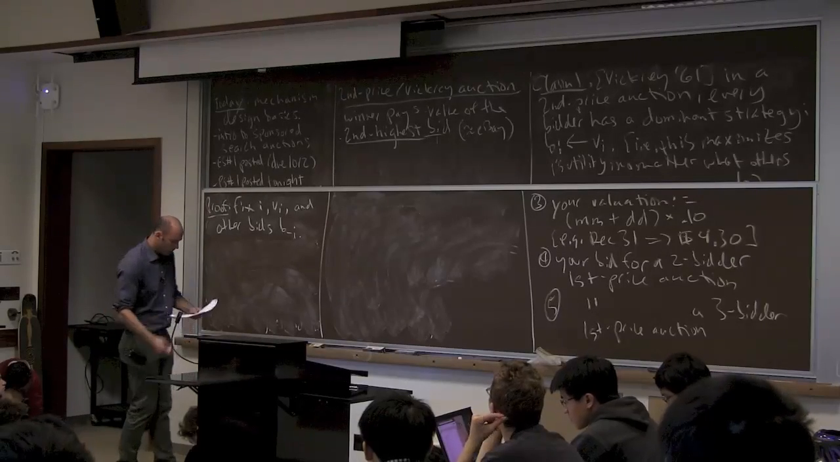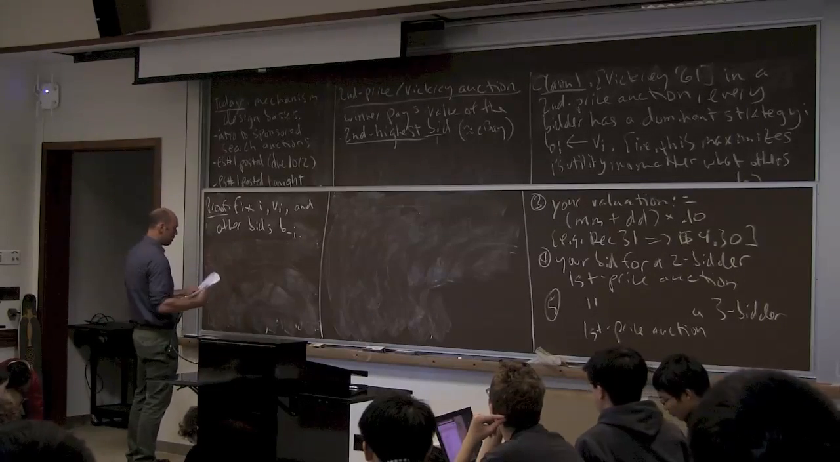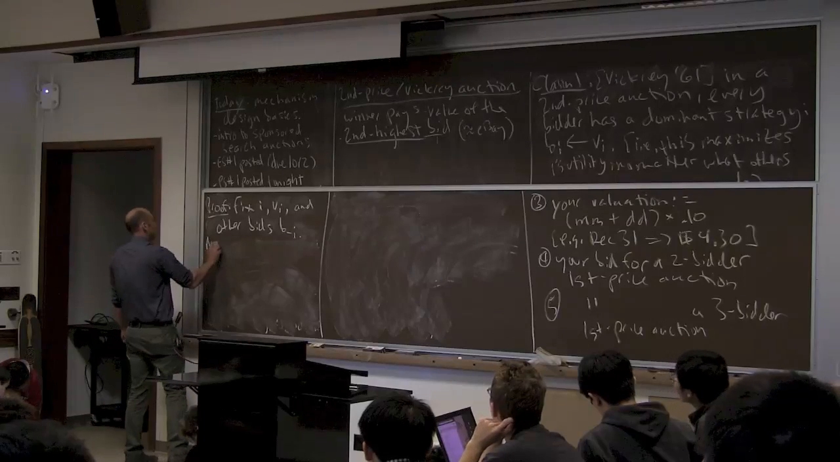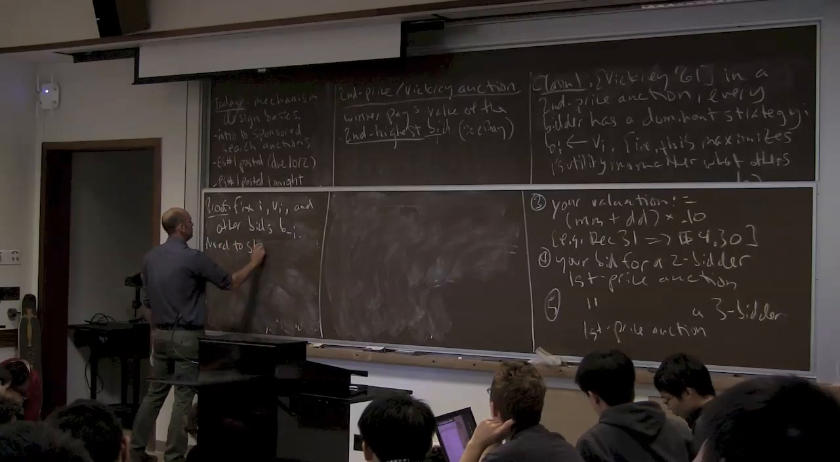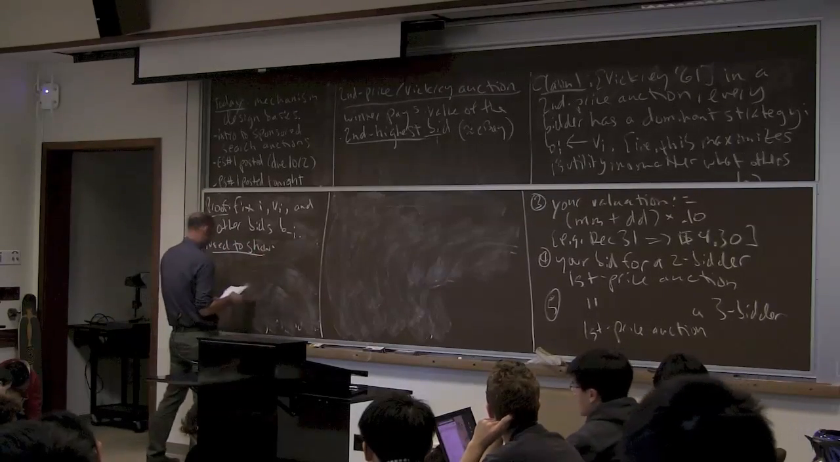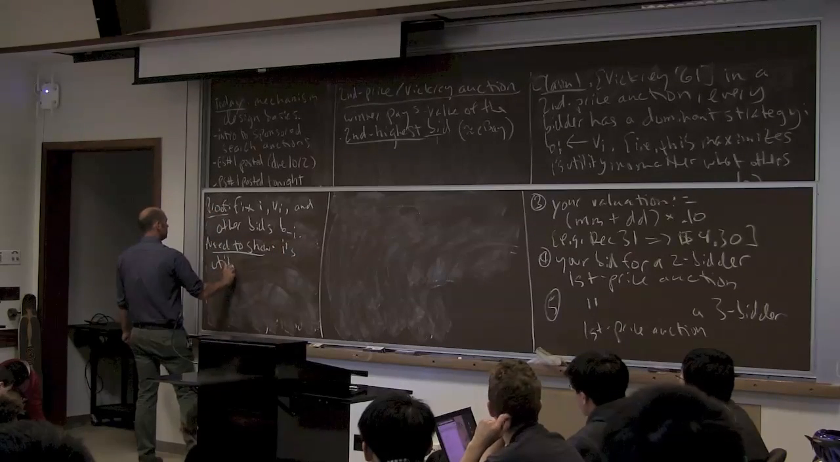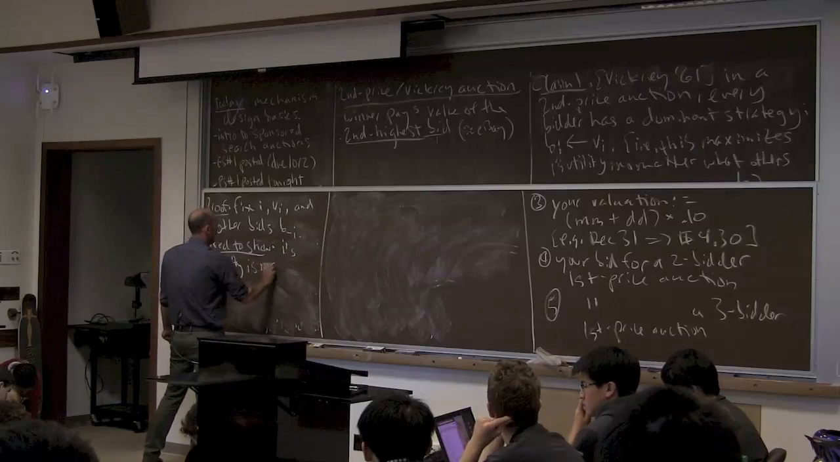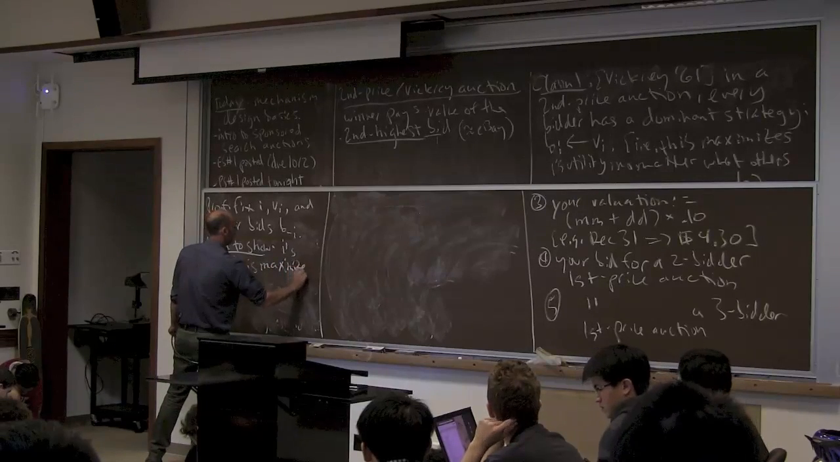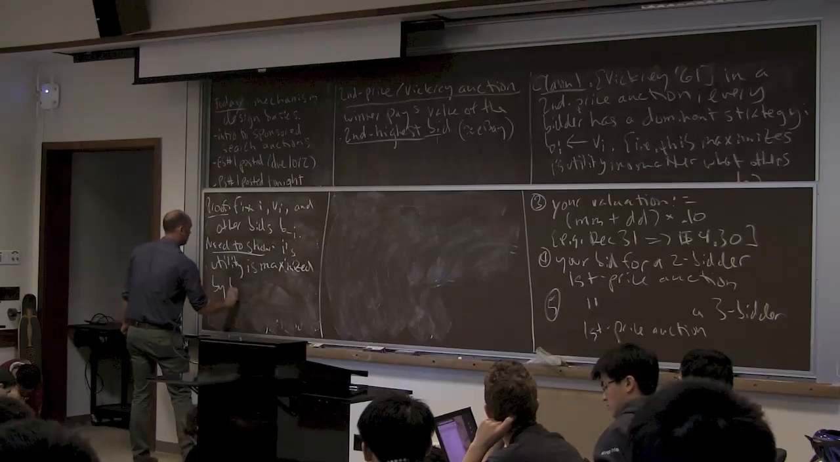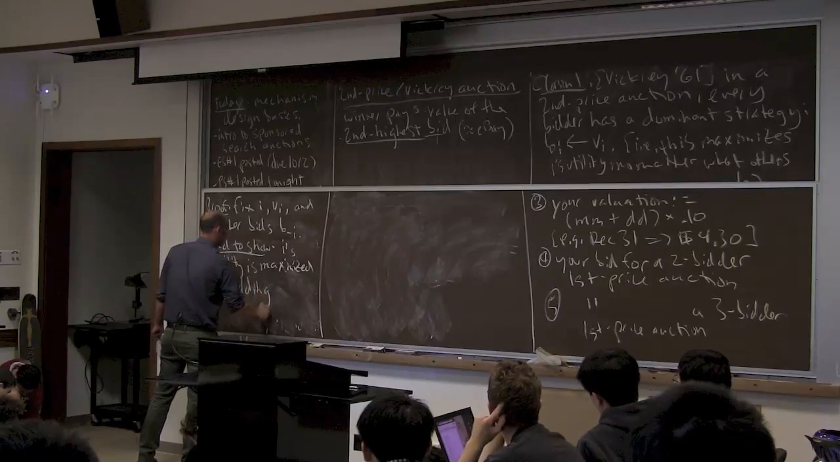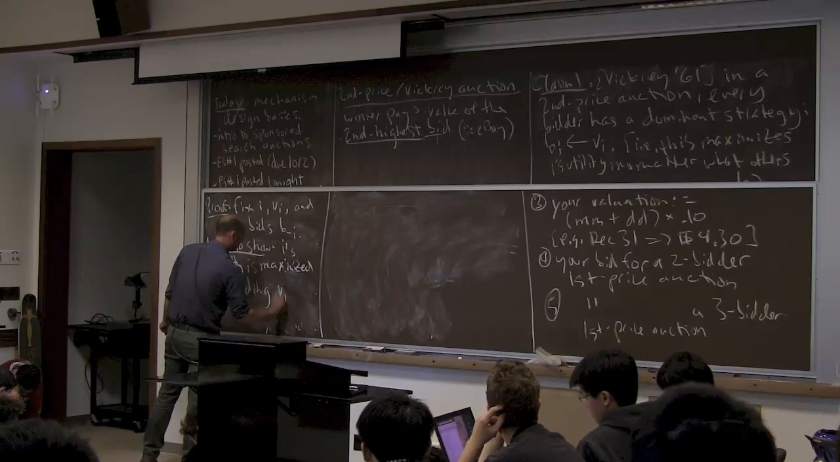So what do we have to show? We have to show that no matter what I is, no matter what V sub I is, and no matter what B minus I is, I's utility is maximized by bidding V sub I. Okay?